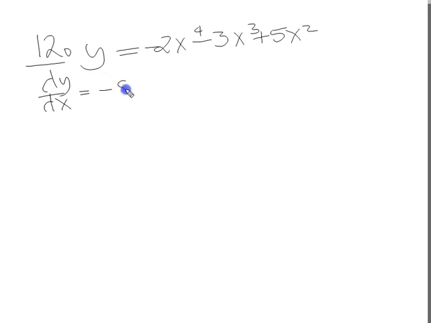The 4 comes down to be with the 2 to make minus 8x cubed, minus, and then it'll be 9, 1 to x squared. And then the 2 comes to be with the 5 to make plus 10x to the 1. Let that equal 0. Now if you look at this row, there's an x common, isn't there?